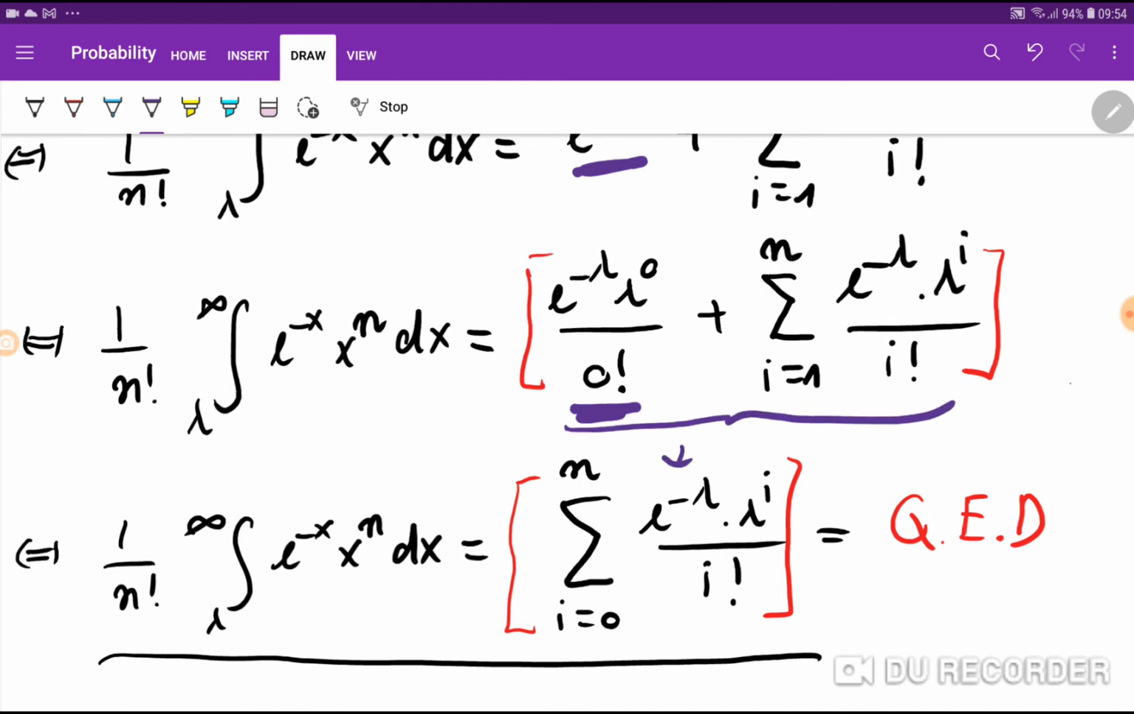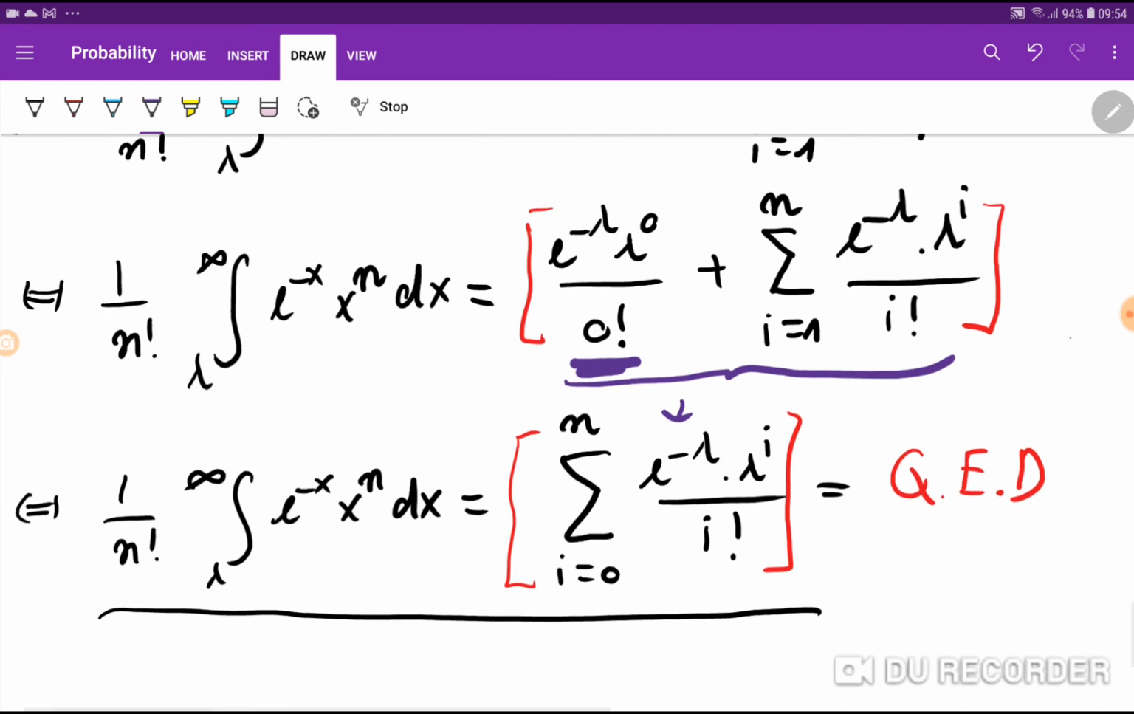I group it into the sum, and then you can convince yourself that this thing right here and this thing right here are the same. You can do it by expanding the sum, and you see immediately. And that's it. That's the QED we have.